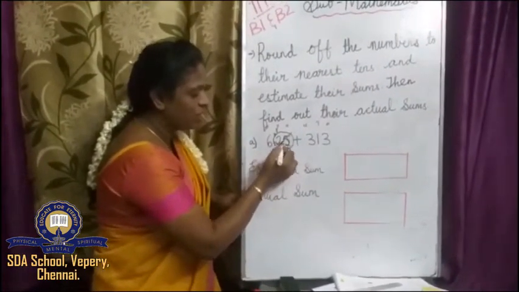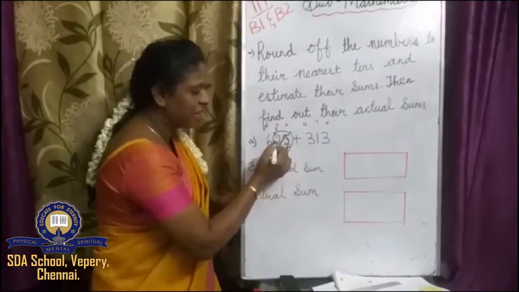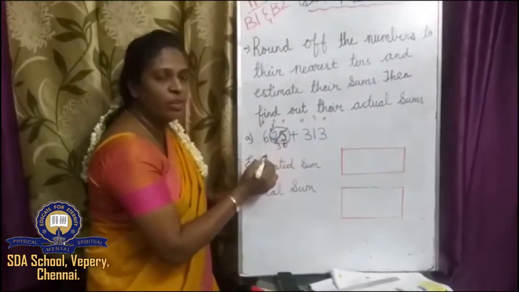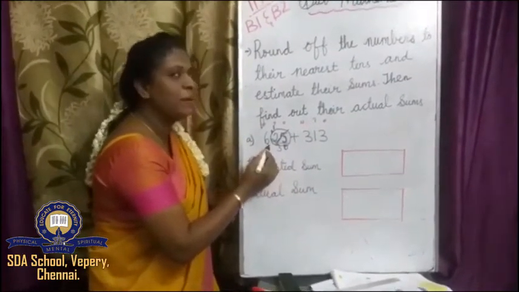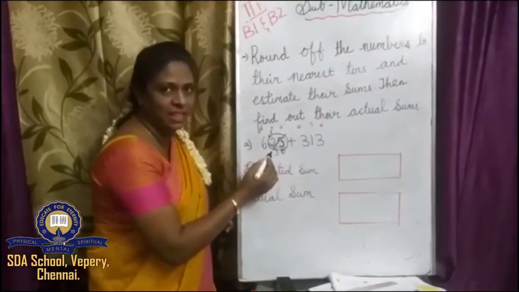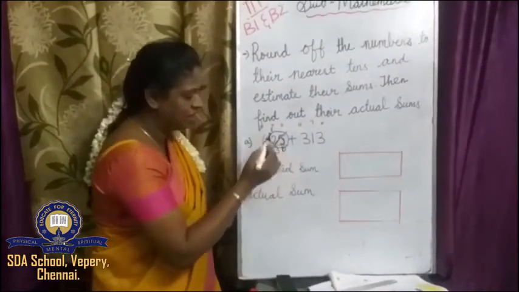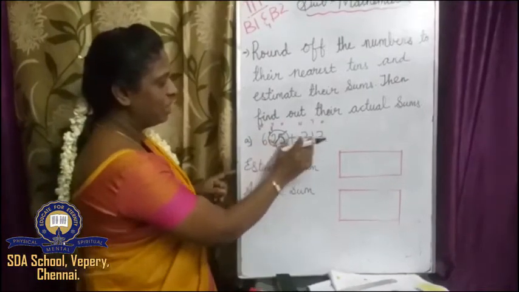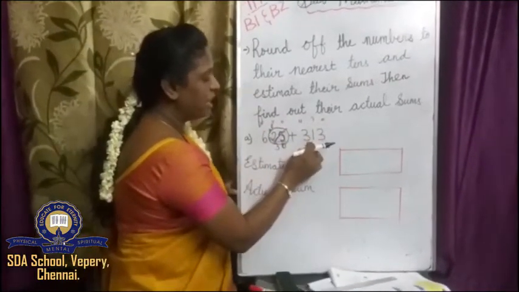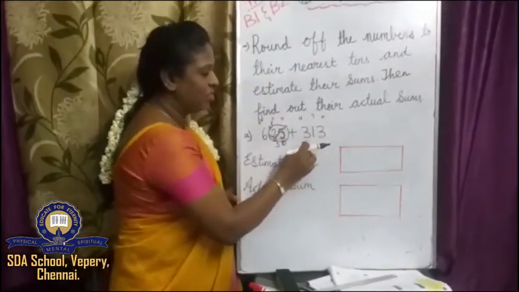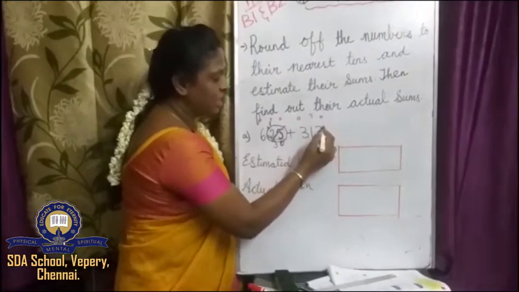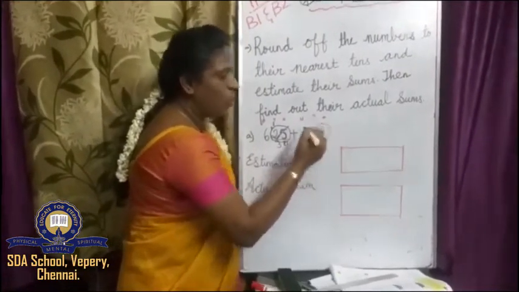So 625. Now when you round off, it will become 630. You just keep it like that. Now come to the next number, 313.